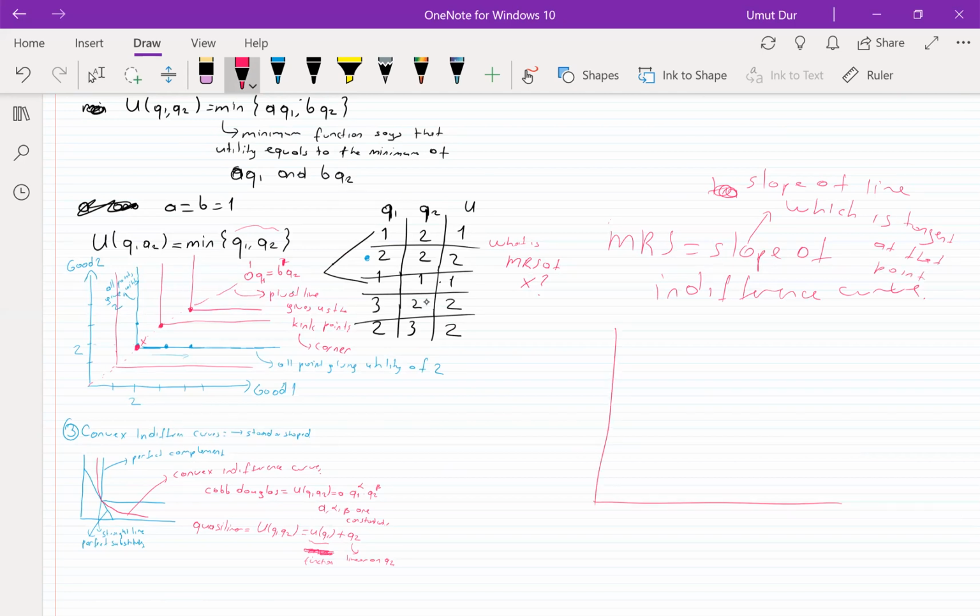So if we are looking at, for example, this indifference curve, and I am interested in the slope at this point, what I am asking is basically to draw a linear line which is tangent at that point. Then the slope of this linear tangent line is the MRS.